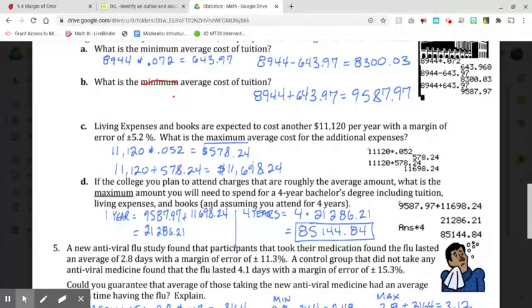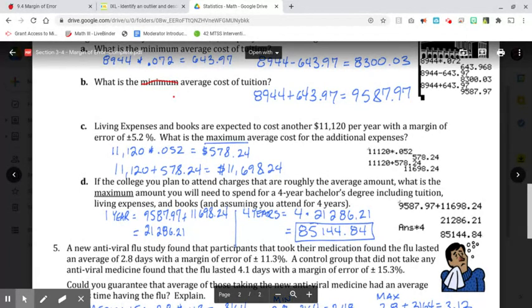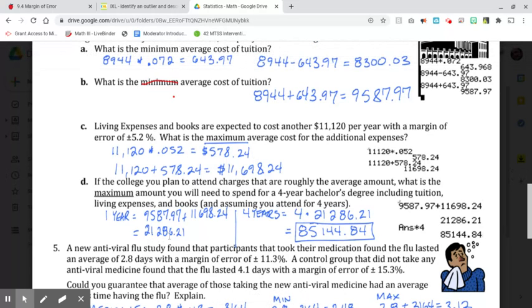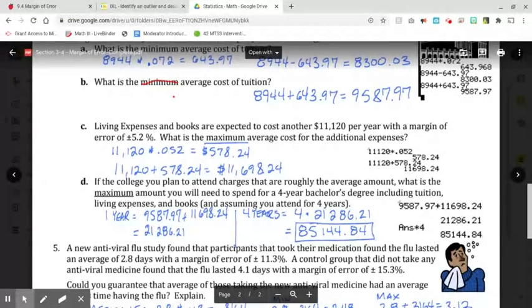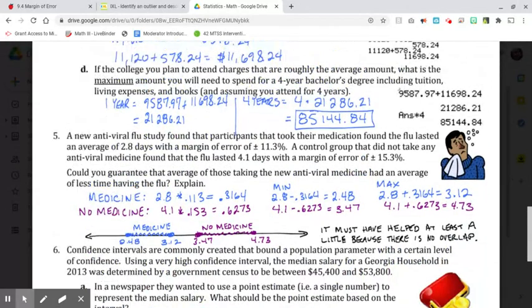Take the highest amount for these extra expenses, and you get $11,698.24. If you add those two highest amounts together, you're going to get $21,286.21. That's how much it would cost for 1 year. Now, we're assuming you attend for 4 years, so we just want to multiply that answer by 4. And so after 4 years, that means you would be spending $85,144.84. All right, let's move to number 5 real quick.